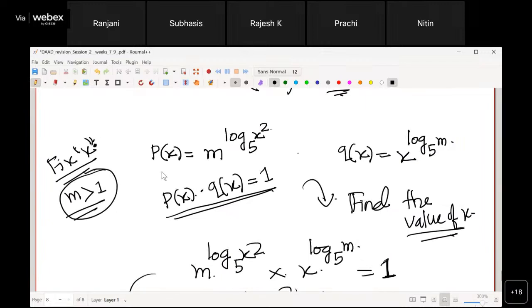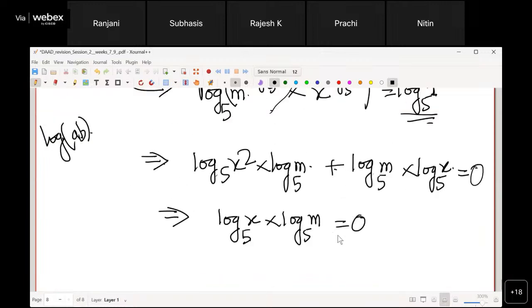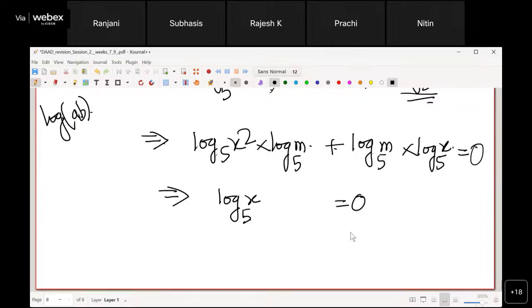Correct or not? Yes. If m is greater than 1, then this log is non-zero, right? So that means I can take this out as well. Finally, I'm left with this thing. So if this is 0, what is the possible value of x? 1. Okay, thank you so much, Abhishek.